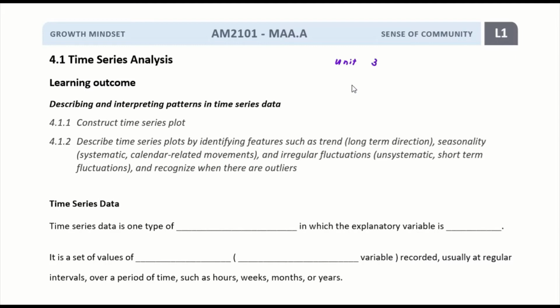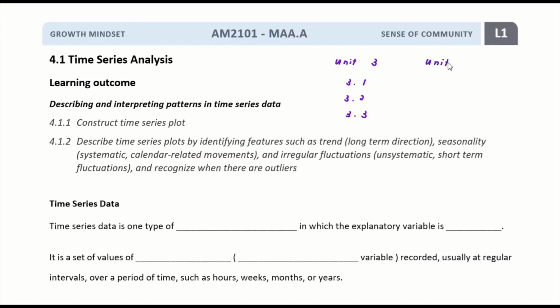If you can recall, in 3.1 we talked about bivariate data analysis, with categorical data and numerical data. Then for 3.2, we talked about growth and decay in sequence. Then 3.3, which we just finished on Tuesday, we discussed graphs and networks. So starting from this lesson, we are moving into Unit 4.